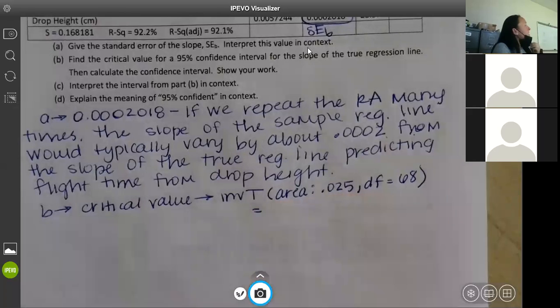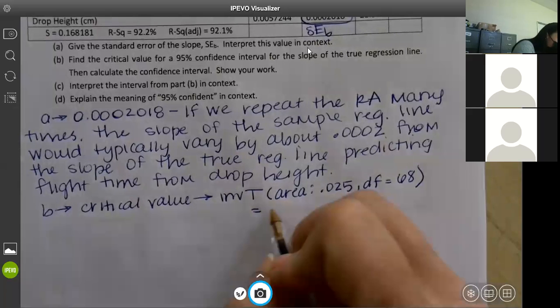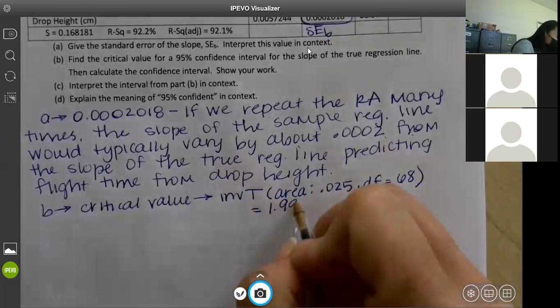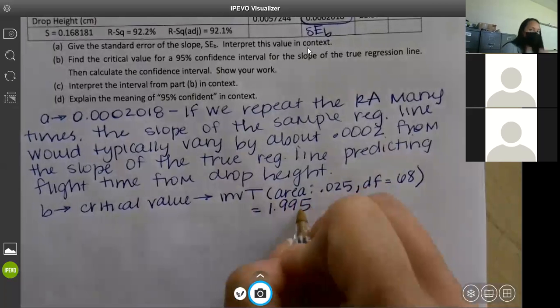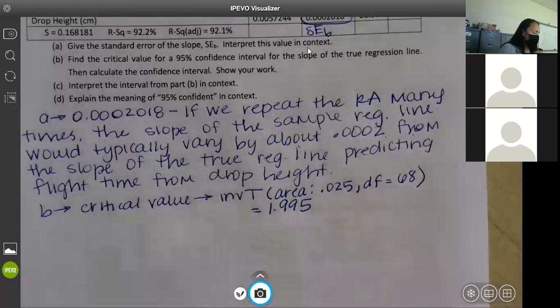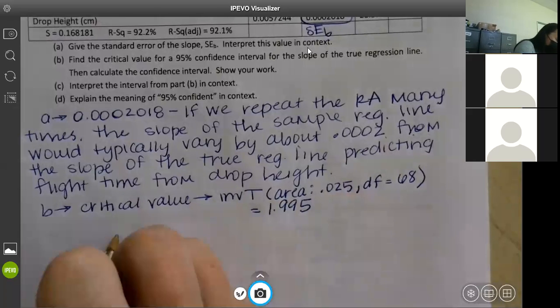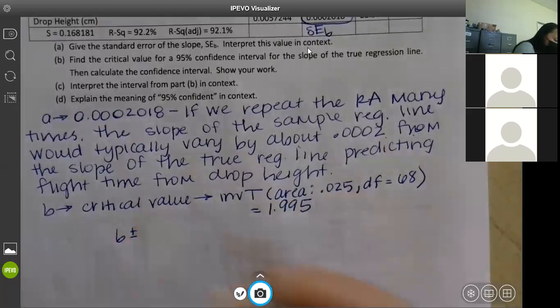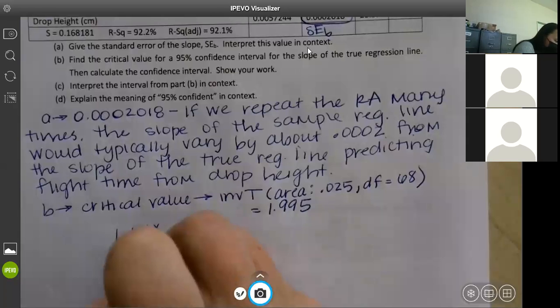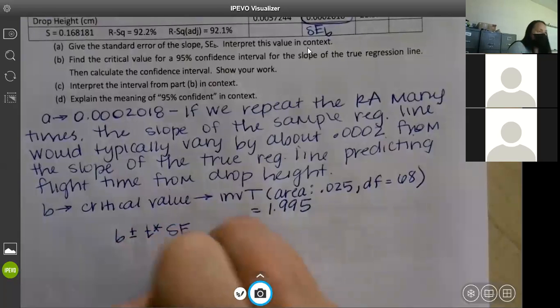We had 95% confidence. So we subtract that from 100, which is 5, and then divide by 2. So it'll be 2.5 or 0.025. This will give you a critical value of 1.995. Our formula says b plus or minus t star standard error of b.